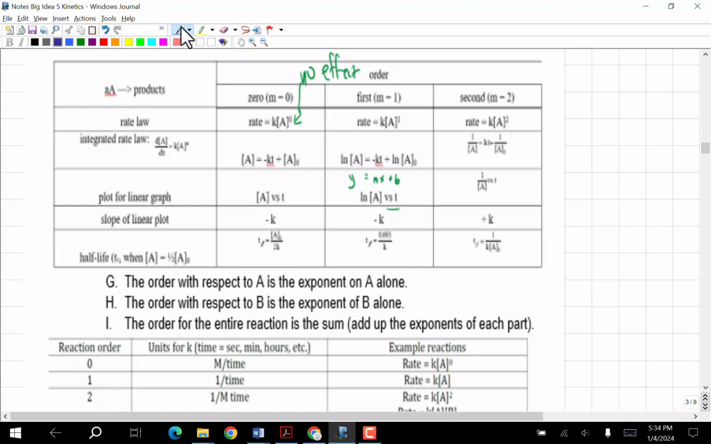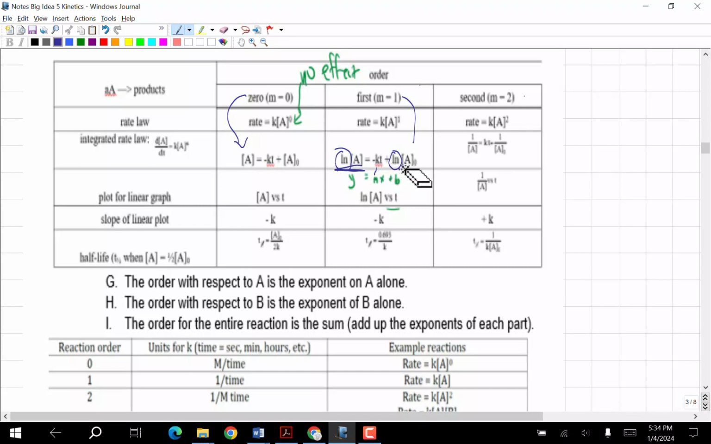Okay, on the integrated rate law, basically you need to know that this is the equation that you have to deal with for each one. If it's 0 order, it would be [A] equals negative kt plus [A]naught. If it's first order, notice the biggest difference here is the ln: ln[A] equals negative kt plus ln[A]naught. And look how this is y equals mx plus b.